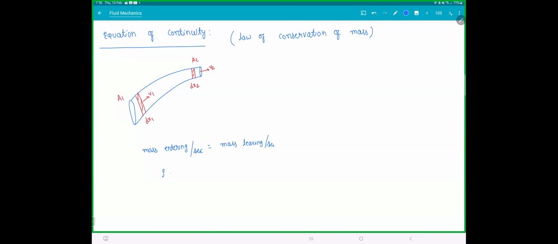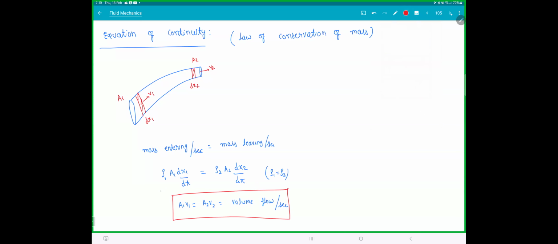So mass entering is rho A1 dx1 by dt, equal to rho A2 dx2 by dt. Rho 1 is equal to rho 2 because it is an incompressible liquid. We get A1 V1 is equal to A2 V2. This is nothing but volume flow per second. So area into velocity tells you how much liquid is flowing through the pipe.